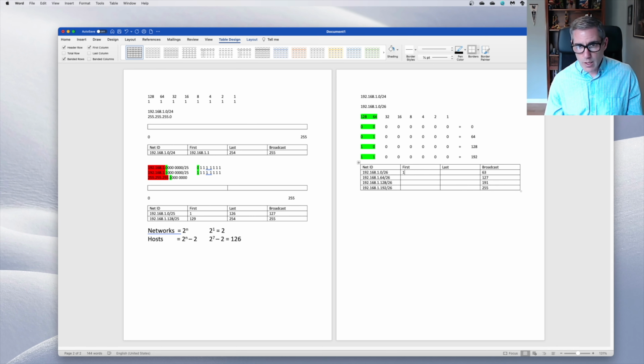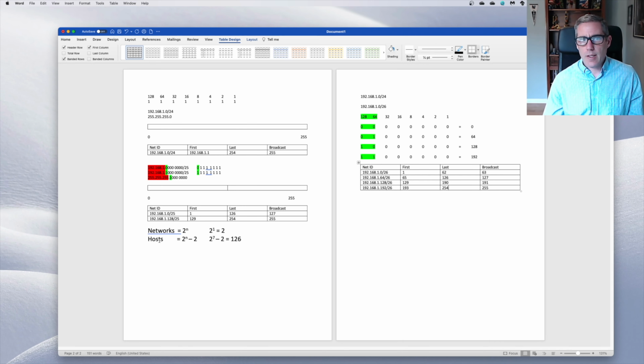This one is 1. The last is 62. And this one is 65. The last one is 126. This one is 129. Last one is 190. This one is 193. And the last one is 254.